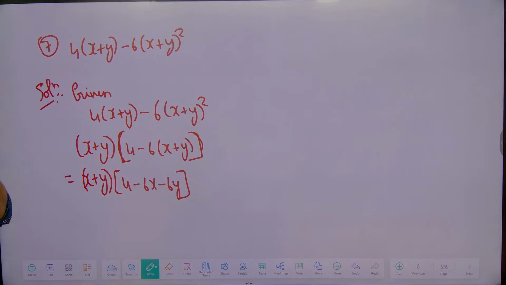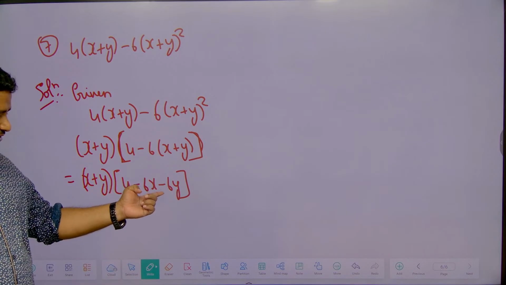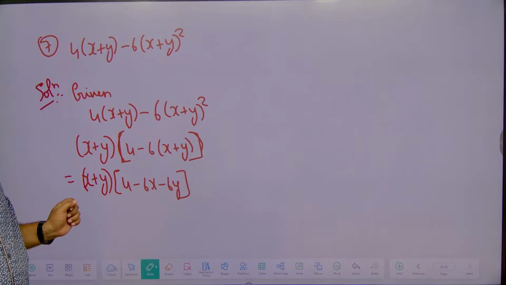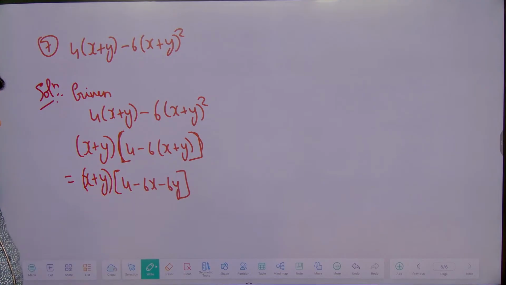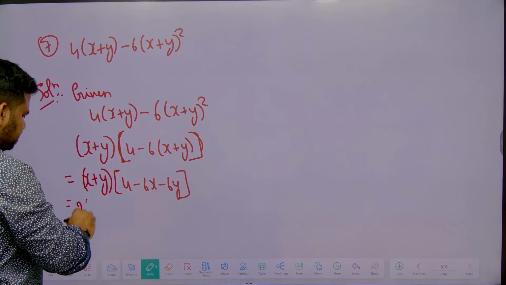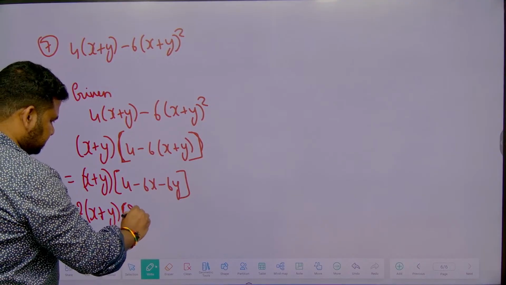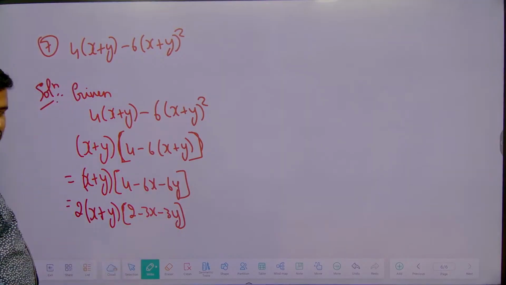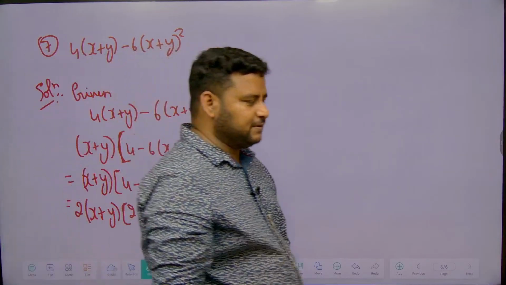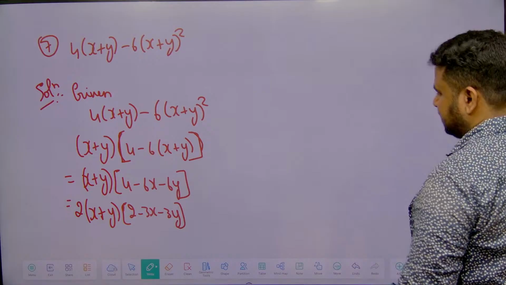Okay, further can I take anything common? Here, yes. What can I take common here? 4 is there, here 6 is there, here 6 is there. I can take 2 common. If I take 2 common, this will become what? 2 times x plus y into this will become what? 2 minus 3x minus 3y. This is what it will become. That's it. That is the final answer.